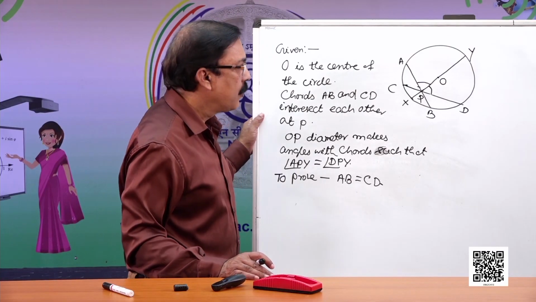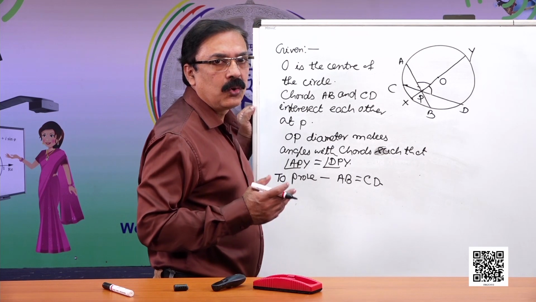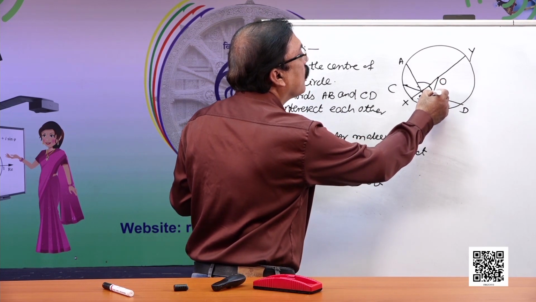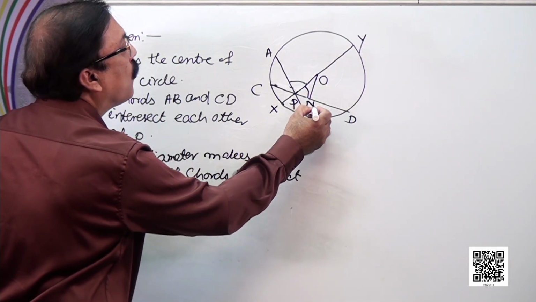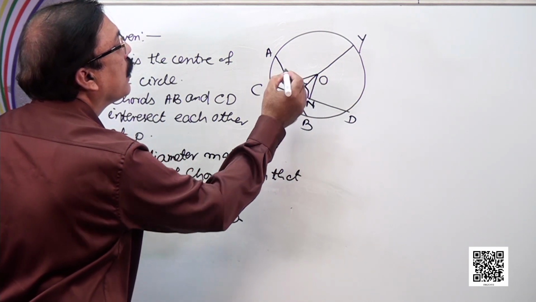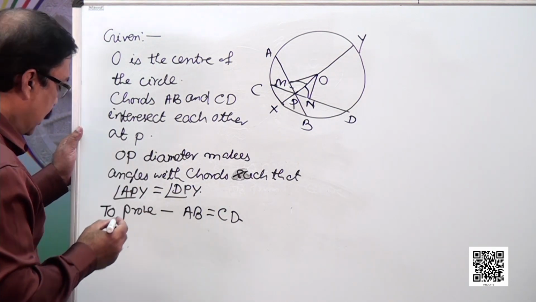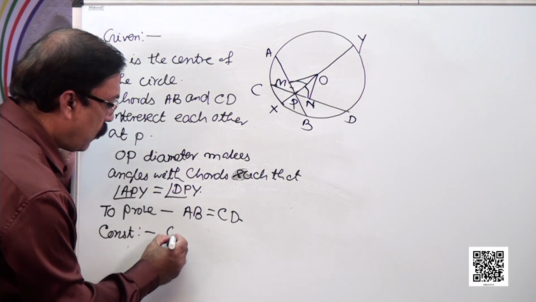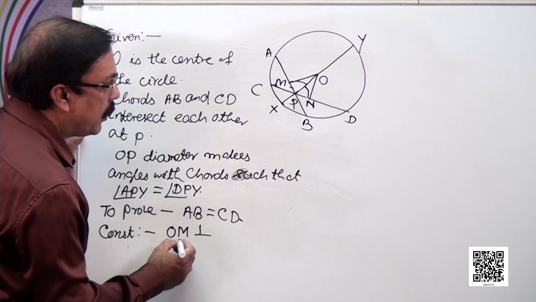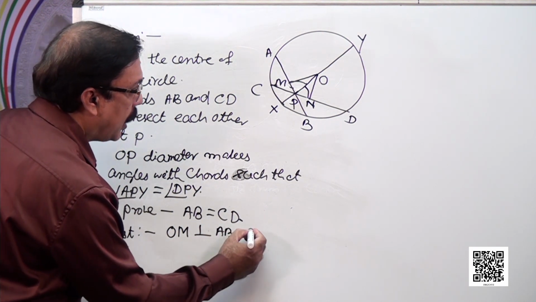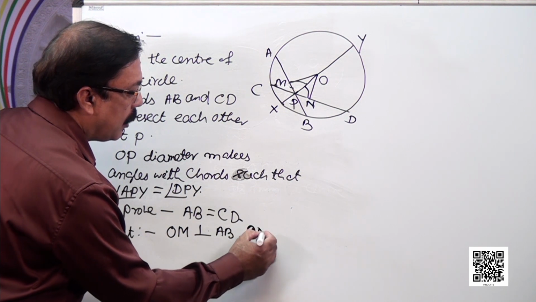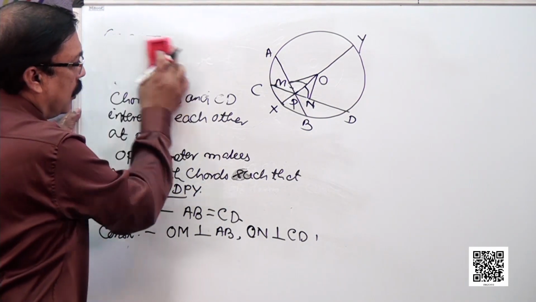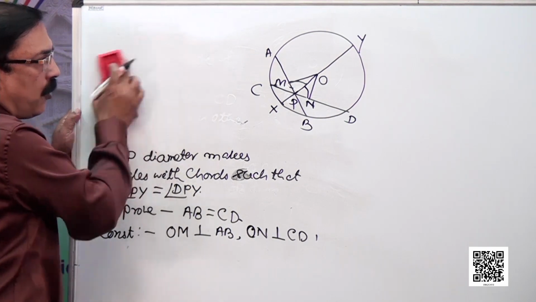So to prove these two be equal, we need again two congruent triangles. For that, we need construction, that is draw perpendicular from O to CD as ON and from O to AB that is OM. So we can say construction: OM is perpendicular to AB and ON is perpendicular to CD. Now let's see how to prove.